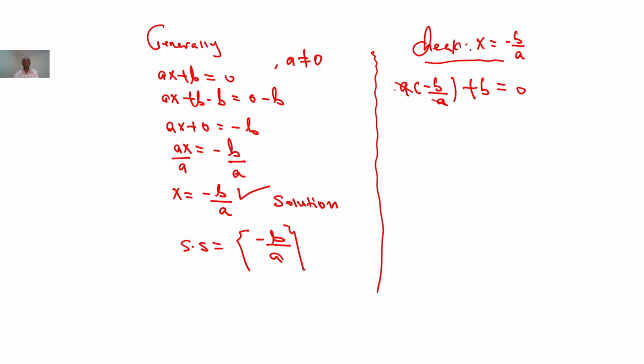Since the a at the numerator and the a at the denominator cancel, what remains is negative b plus b, which is 0. Negative b plus b is 0. 0 is equal to 0. Yes, they are equal. They are balanced. So this is the solution for our problem. We can say that negative b over a is a solution.